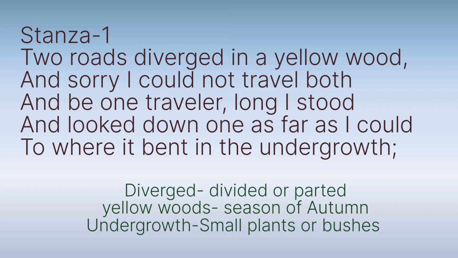So here the poet is facing a dilemma in his life. How? Because here two roads are there and he is thinking, which road will I go on? Here diverged means divided. The yellow wood refers to the autumn season. At that time he was a single person, and in his confusion he is thinking about the two roads and relating them to life.